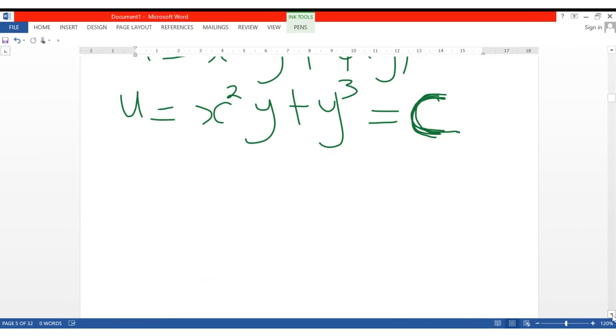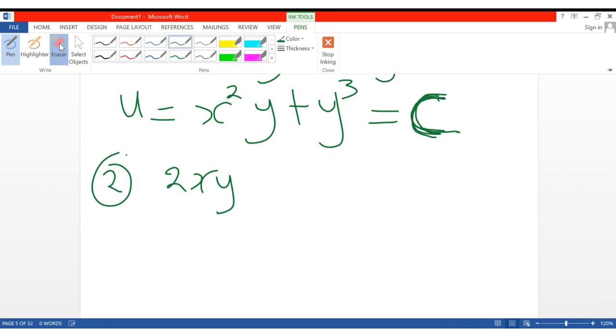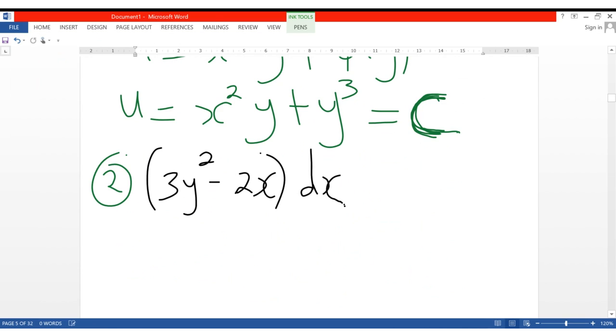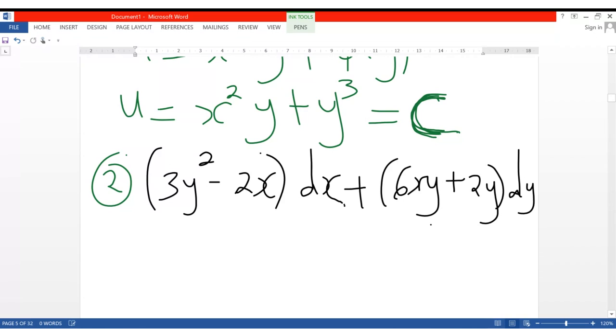Number 2. Not this one first, do a simple one. Three y squared minus 2x dx plus 6xy plus 2y dy is equal to 0.